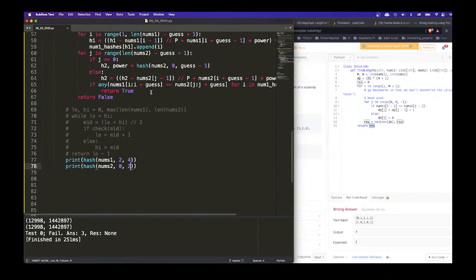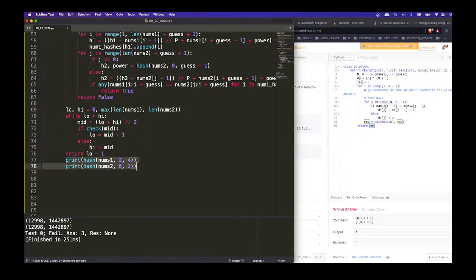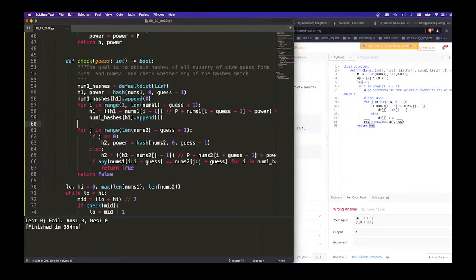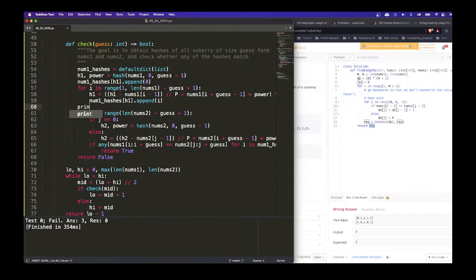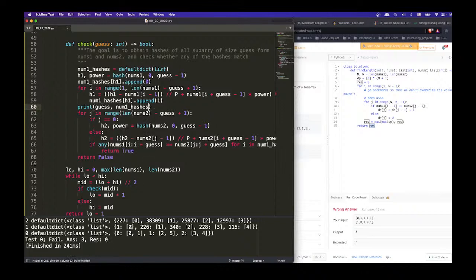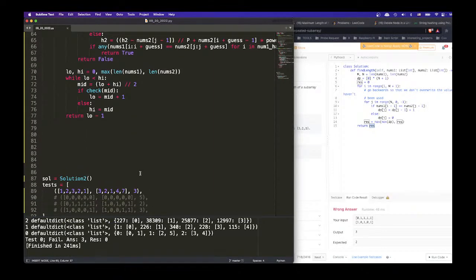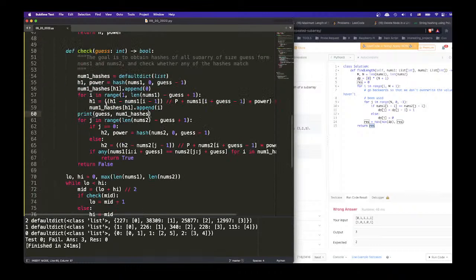They're the same. So it is totally unreasonable that this one will be wrong, because the rolling hash seems to be working. Seems to be working. But if we run, it gives me nothing. So what we can do, let's just print guess and nums1 hashes. Guess never goes to 3. What? Yo, man, that doesn't make any sense. The guess never goes to 3. It's 0, 1, and 2.